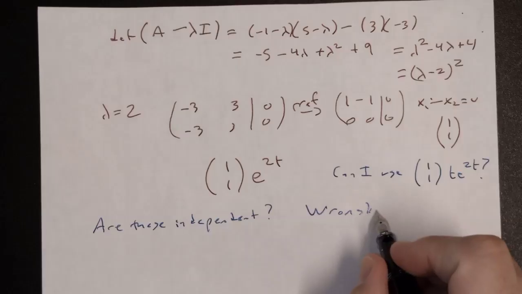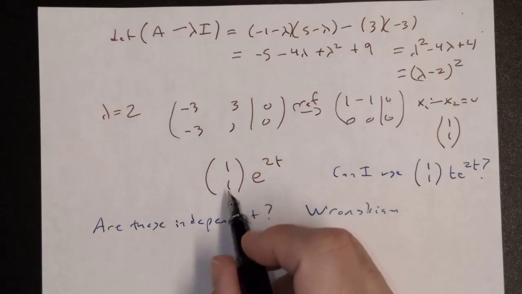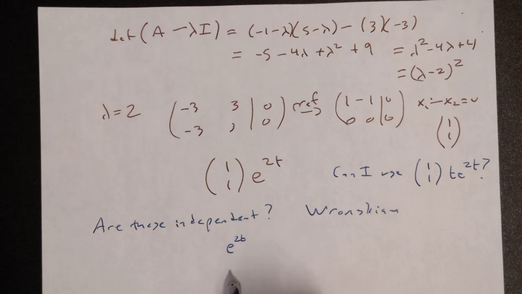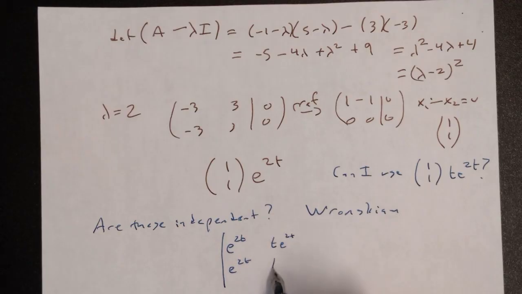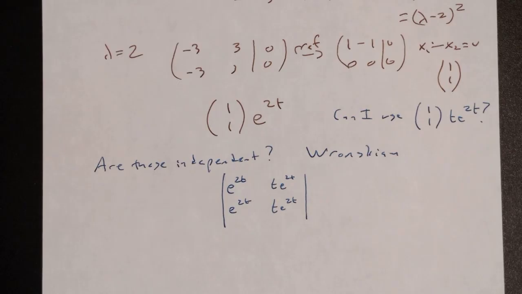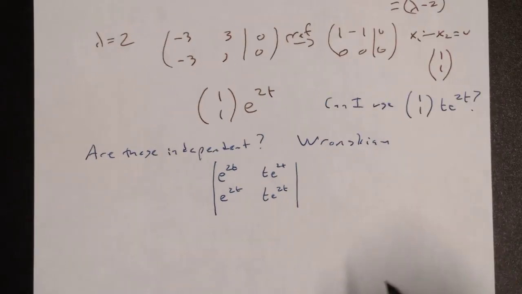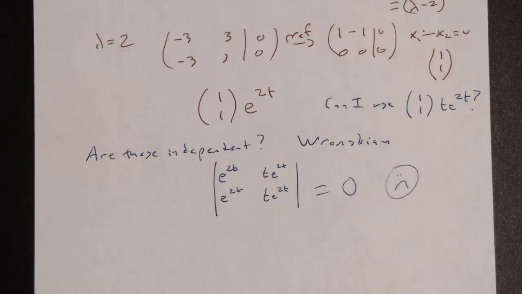Wait a minute. Wronskian means I put this vector in the first column, and I put this one in the second column. And I take the determinant. What's that determinant? In order for my solutions to be independent, the Wronskian has to be non-zero. This is not just zero, it's zero everywhere. Well, that's not very nice.